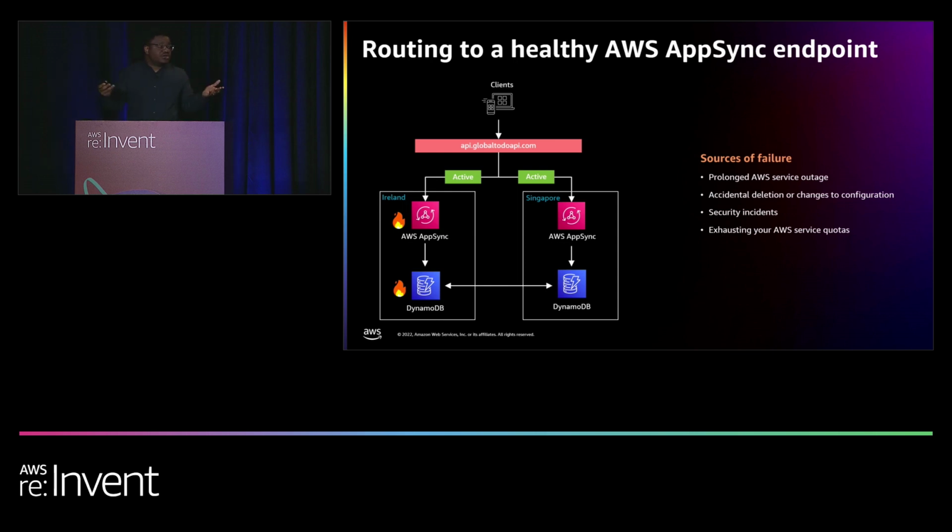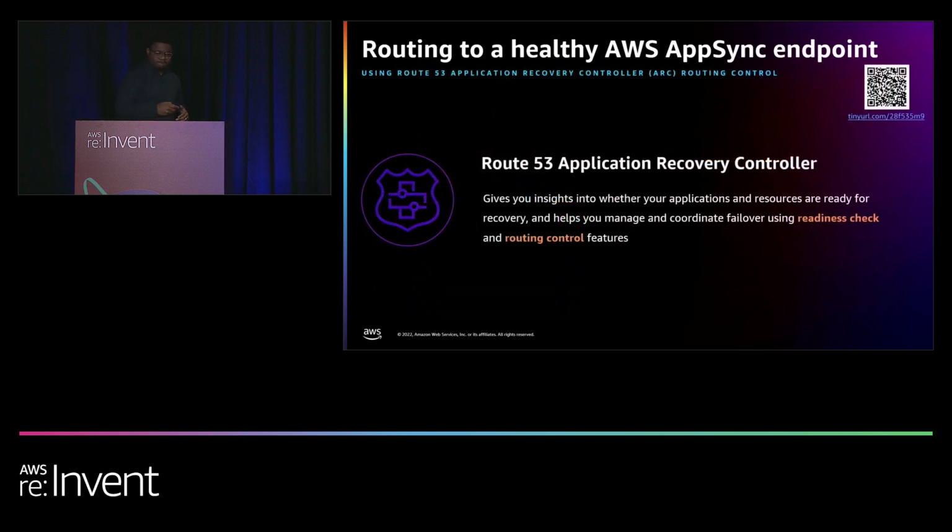It can also be due to security incidents, maybe a DDoS attack, for example, or it can be that you've exhausted your AWS service quota within that region, leading to throttling of your API. So when any of this happens, what you typically want to do is to stop sending traffic to the region that is unhealthy and route all the traffic to the healthy AWS region. So how do you go about implementing this architecture to achieve this?